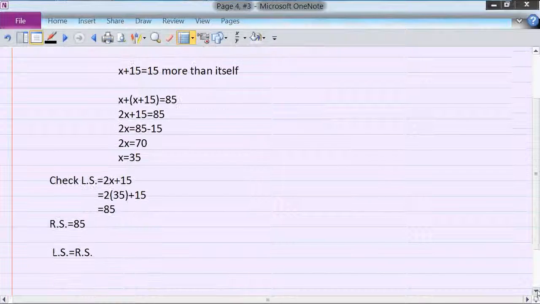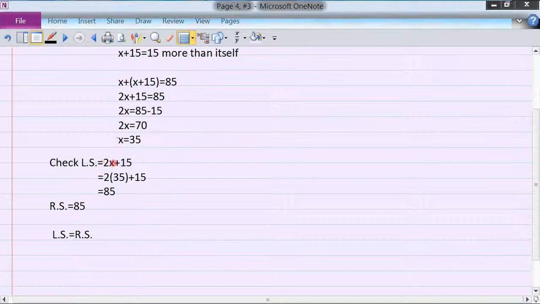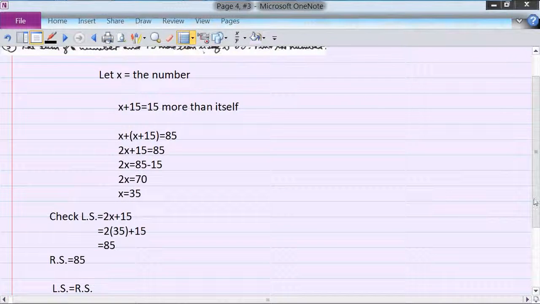So I've done this over here. I've said the left side is 2x plus 15. 2 times 35, replace the x with the 35. 70 plus 15 is 85, and the right side is 85. This is the original equation, 2x plus 15 right here. So I'm checking that, replacing the x with the 35 in both sides there.